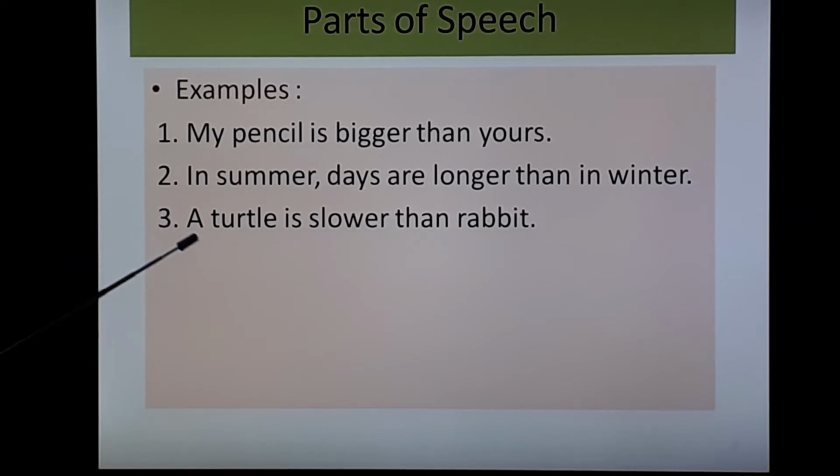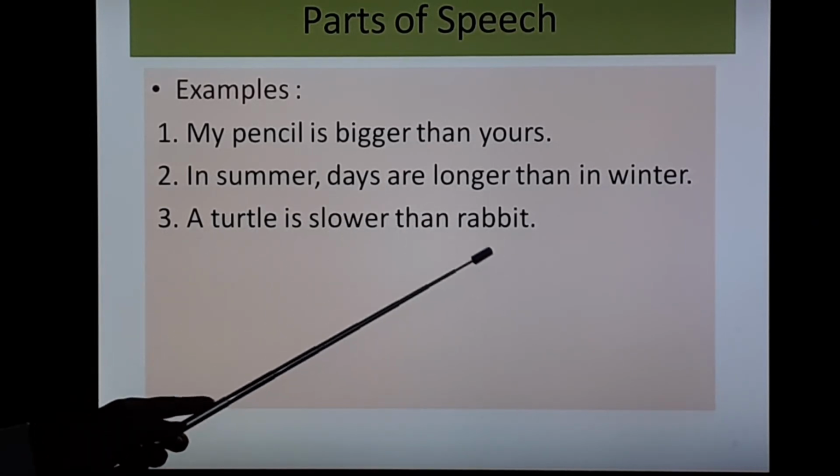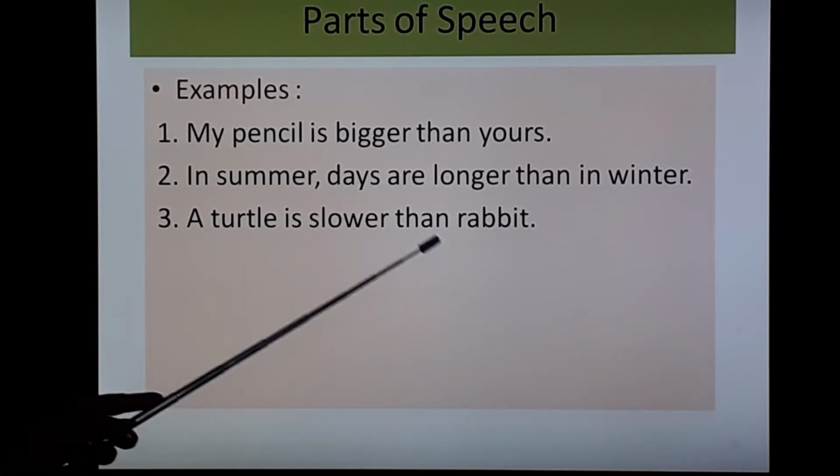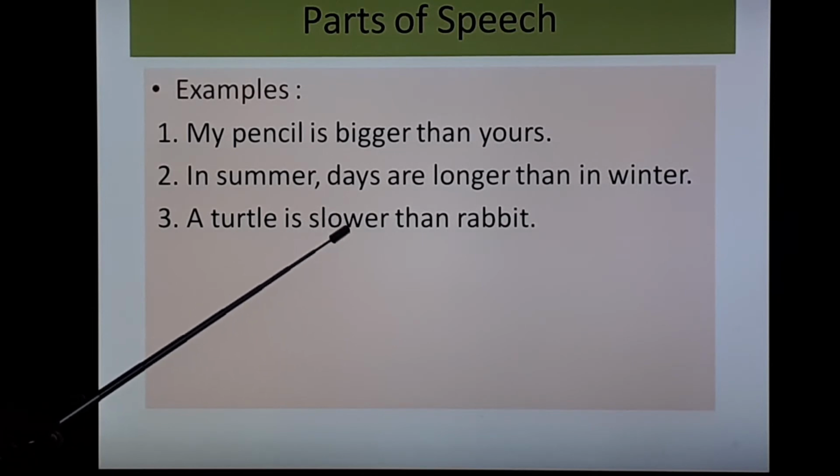Third one, a turtle is slower than a rabbit. Comparison is made between a turtle and a rabbit. So here a turtle is slower than a rabbit. So comparison is made. So slower, that is comparative adjective.